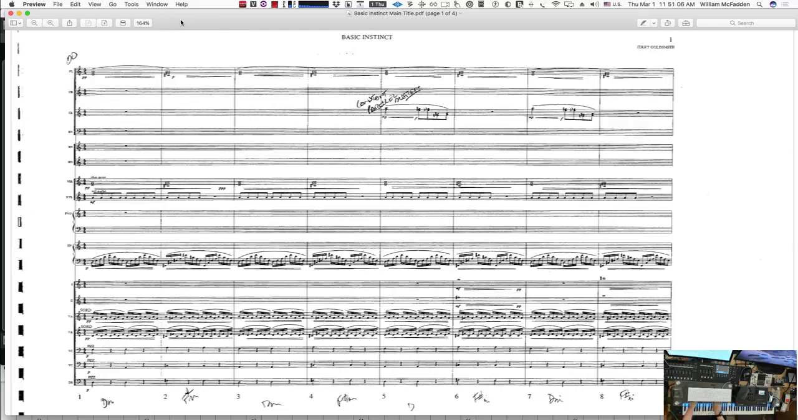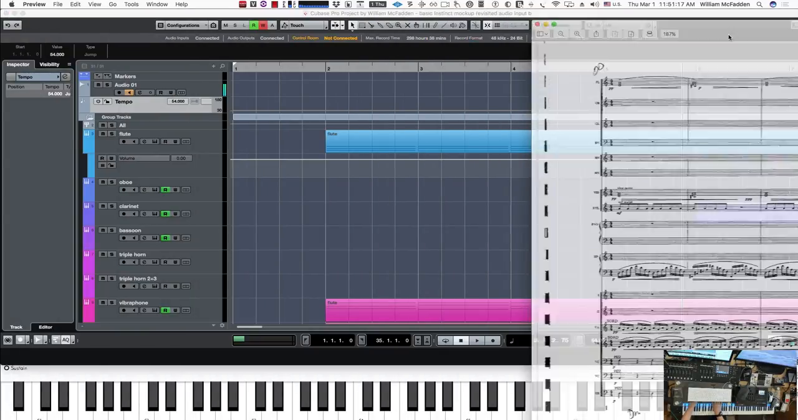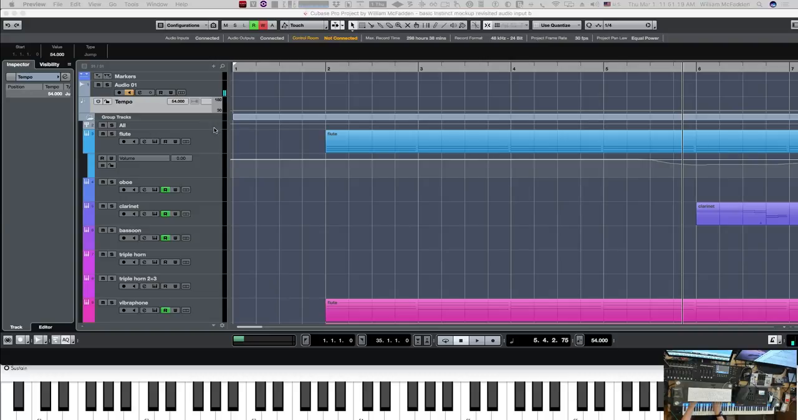Now if we take a look at the actual MIDI mockup, you see we have the flutes up here, and then we have the xylophone and also the vibraphone. So let's take a look at those. So here's your flute.